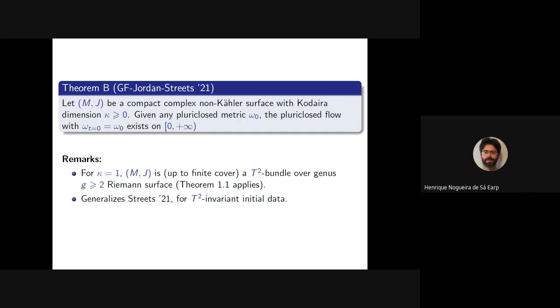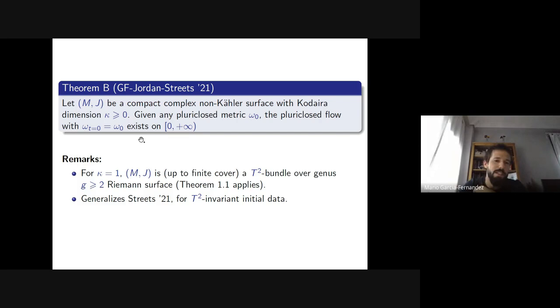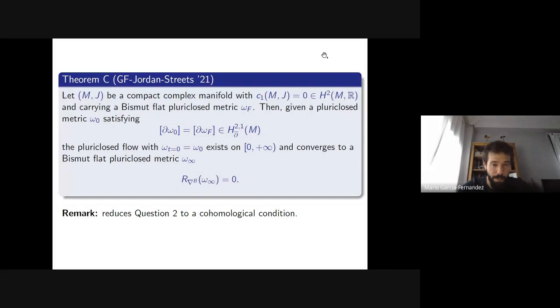Okay, so we know this now. This theorem gives a conceptual explanation of the result by Jeff Streets about the collapsing of the pluriclosed flow in this T2 fibration over high genus Riemann surfaces. So it is a kind of satisfying result. But the main point of my talk is going to be about this theorem C. Let me see how far I can get. But let me comment on this, which is about the last question.